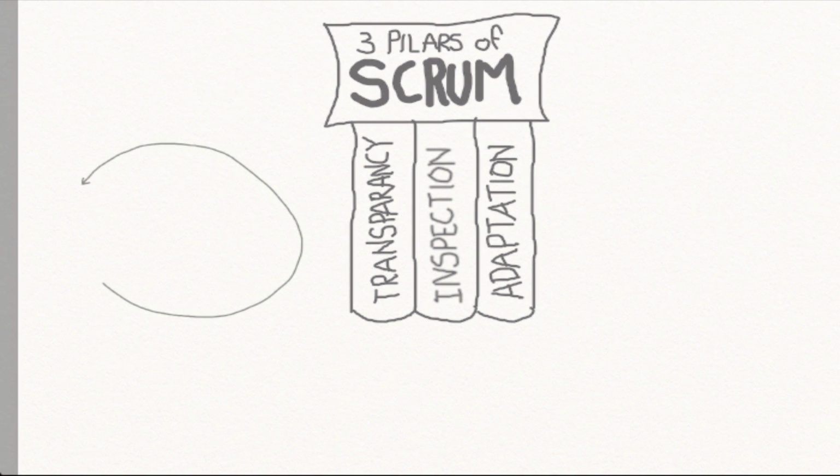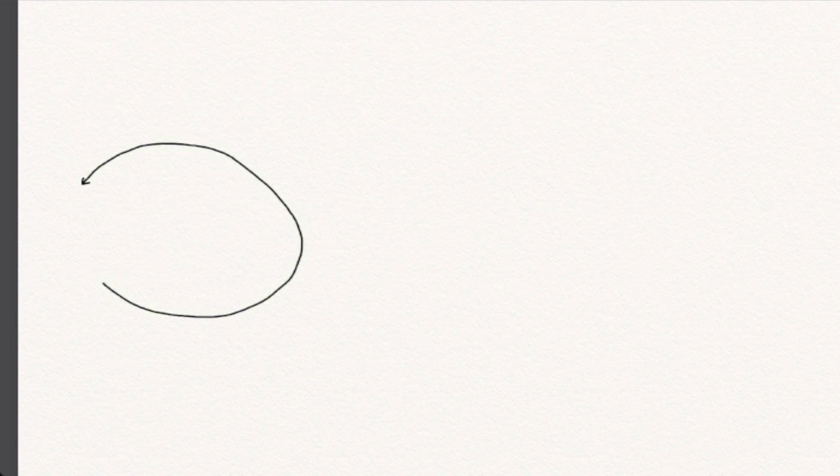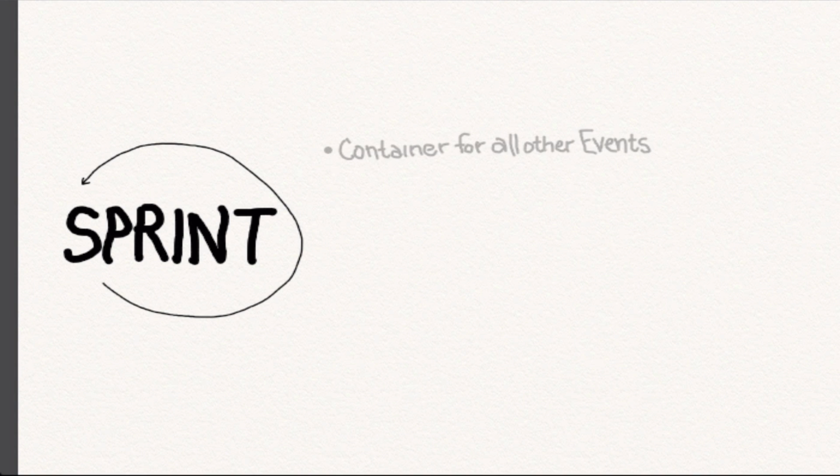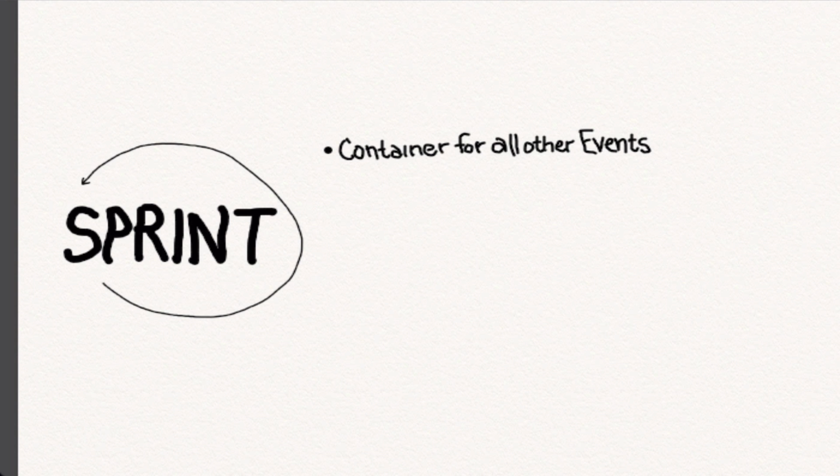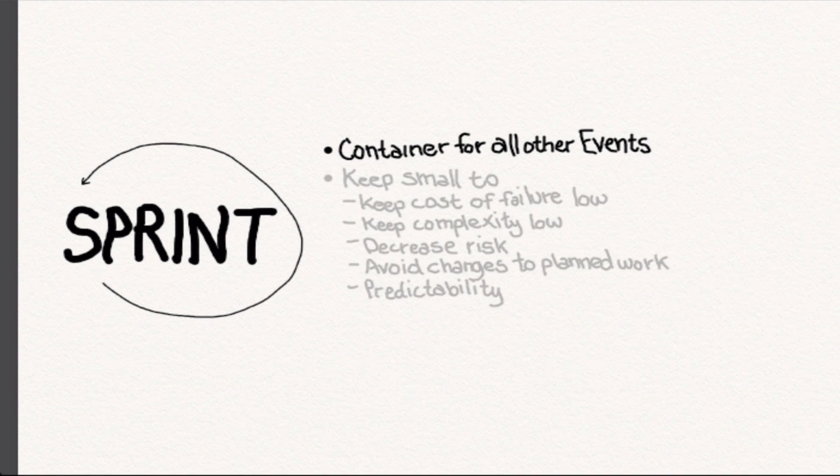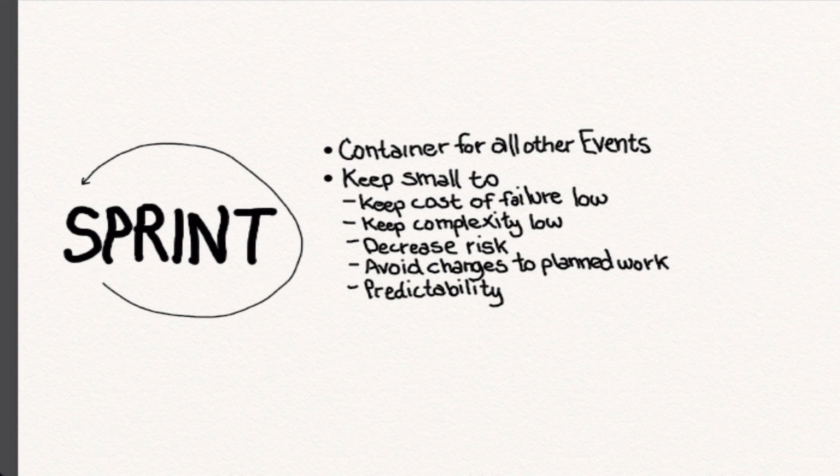Let's take a look at the main iteration. In Scrum, as you probably recall, this is called a sprint. The sprint is a container for all other events. One of the goals in choosing sprint length, whether it should be 2 weeks or 1 month, is to keep it as small as possible.